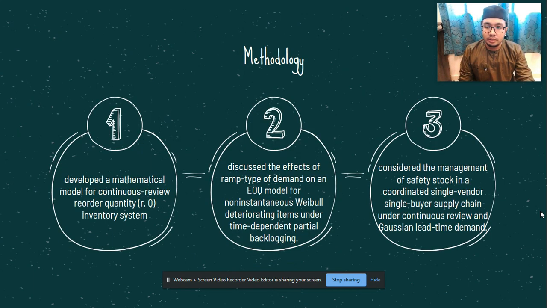Methodology. Number 1. Develop a mathematical model for continuous review reorder quantity (RQ) inventory system. Number 2. Discuss the effects of ramp type of demand on an EOQ model for non-instantaneous Weibull deteriorating items under time-dependent partial backlogging. And lastly, number 3, consider the management of safety stock in a coordinated single vendor, single buyer supply chain under continuous review and Gaussian lead time demand.